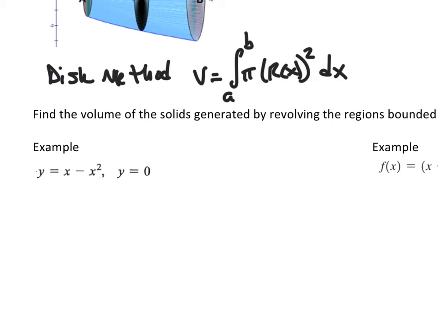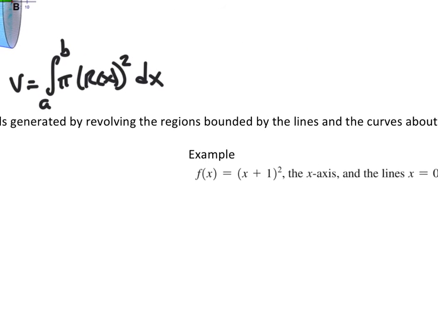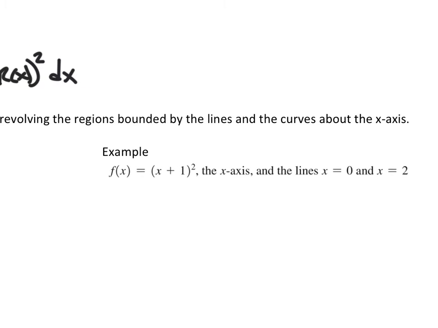Okay, and so what I want to do in these problems is find the volume of the solids generated by revolving the regions bounded by the lines and curves about the x-axis. So that's the important thing, that we are revolving about the x-axis. So this is our axis of revolution. Okay, axis of revolution.